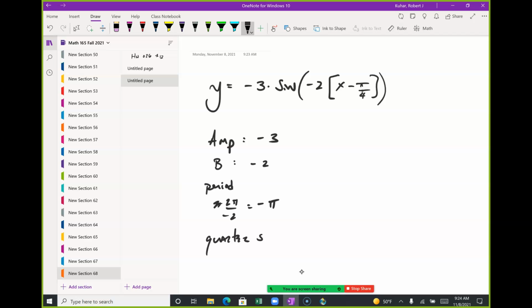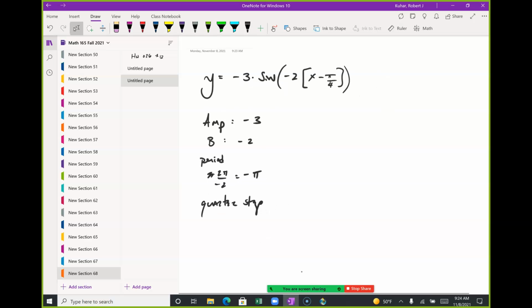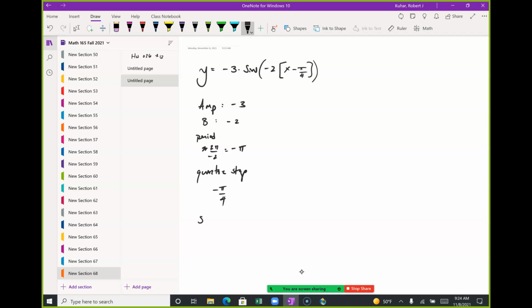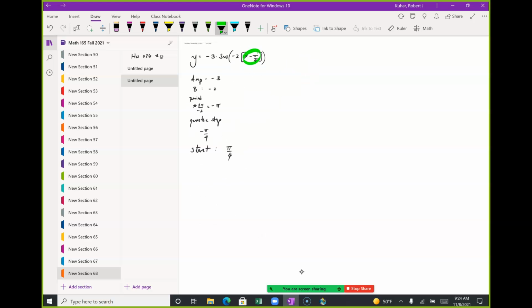And this is exactly what I want on the test. Okay? Exactly what I want, everything like this, just on the test. A quarter step is minus pi over 4. So every time I move left, I'm moving 1 pi over 4, then 2 pi over 4, then 3 pi over 4, then 4 pi over 4. My start is my phase shift. I'm going to start at pi over 4. Remember, I'm asking, what x makes that piece 0?